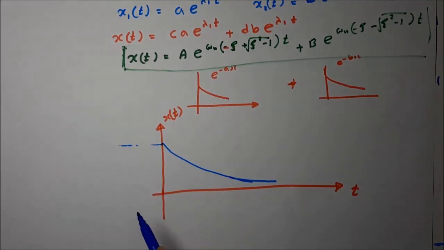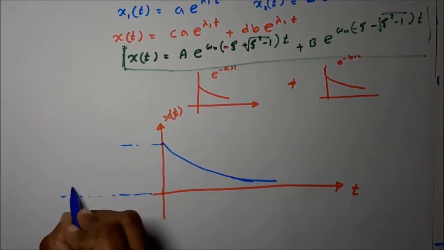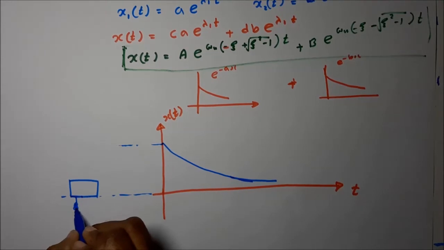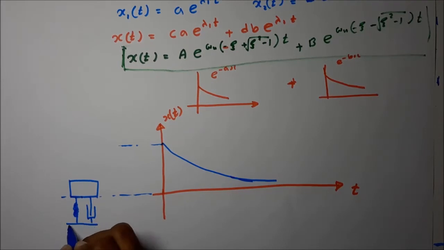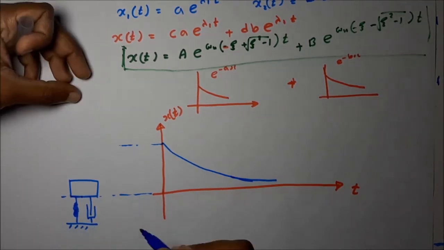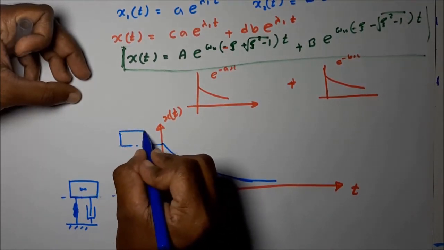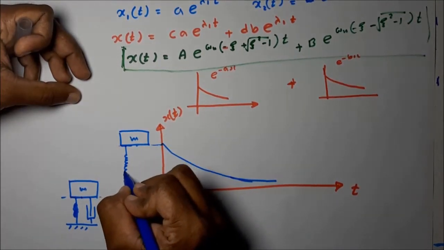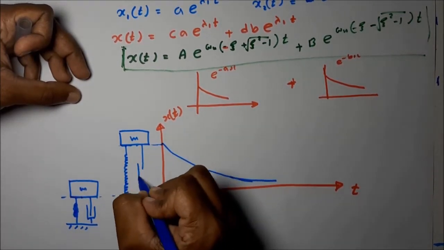Then what happens? Let's take this as the equilibrium position of a certain system. Let's take the system is something like this in a static condition. Then if we extend this spring up to this level, we have given this kind of input to the system, then we stretch it up to this level. Let's take the dashpot.